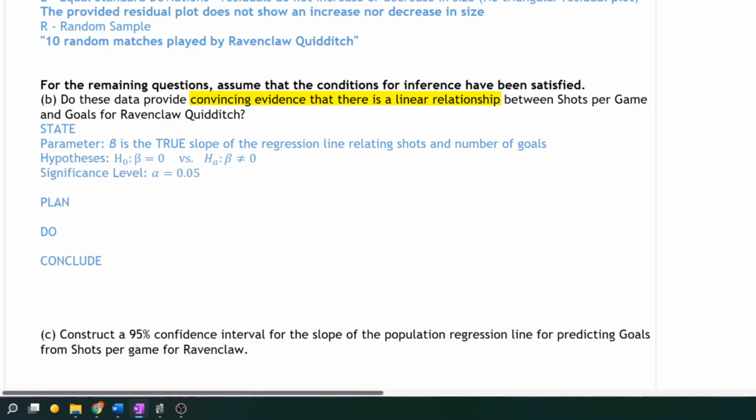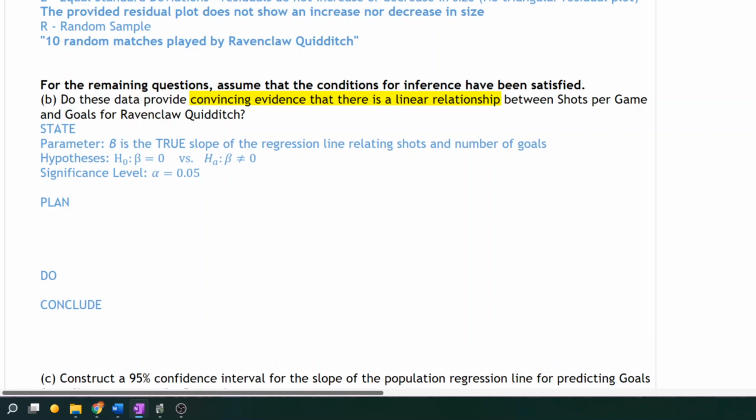The last thing we'll need to do in our state part of the 4-step plan is to have a significance level. Since nothing is given to us, we're going to say that alpha is equal to 0.05. That does it for everything in state. Next, we're going to move on to plan. For the name of the procedure, this is a t-test for beta.